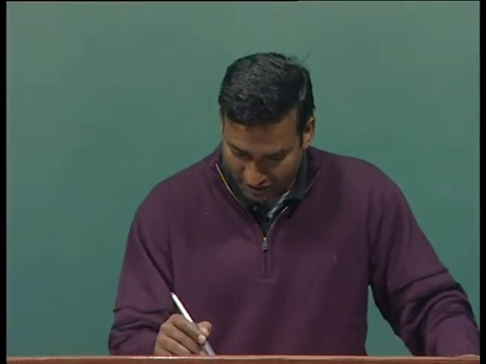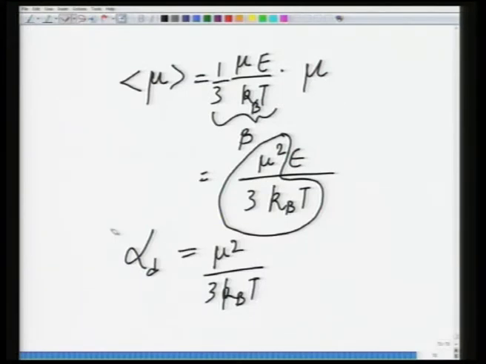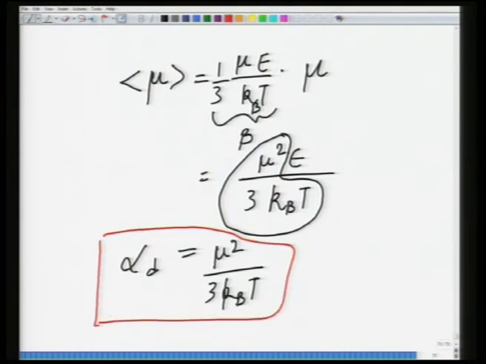Which is true, because as the temperature increases, the randomization would increase, so the net polarization would tend to go down. So this equation holds pretty well for large enough temperatures or moderate temperatures and moderate, nominal values of field. This alpha is the expression for dipolar polarizability.